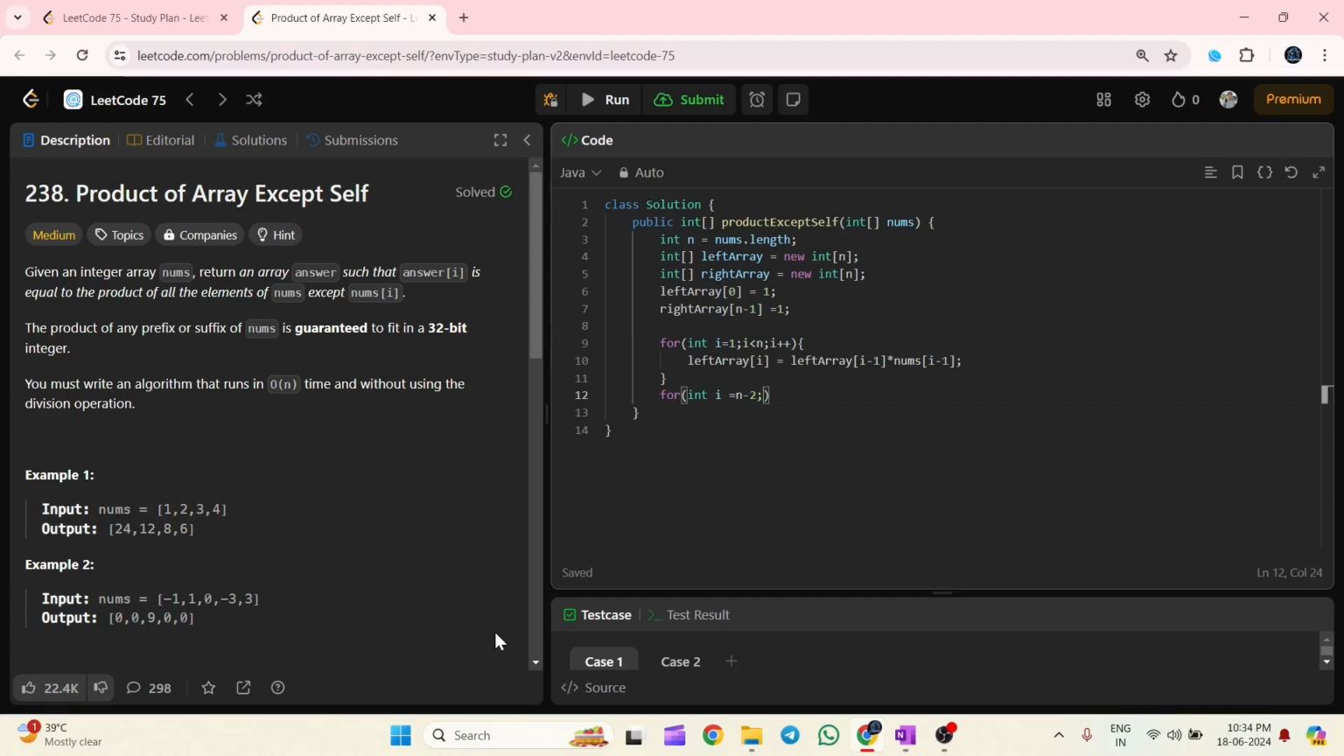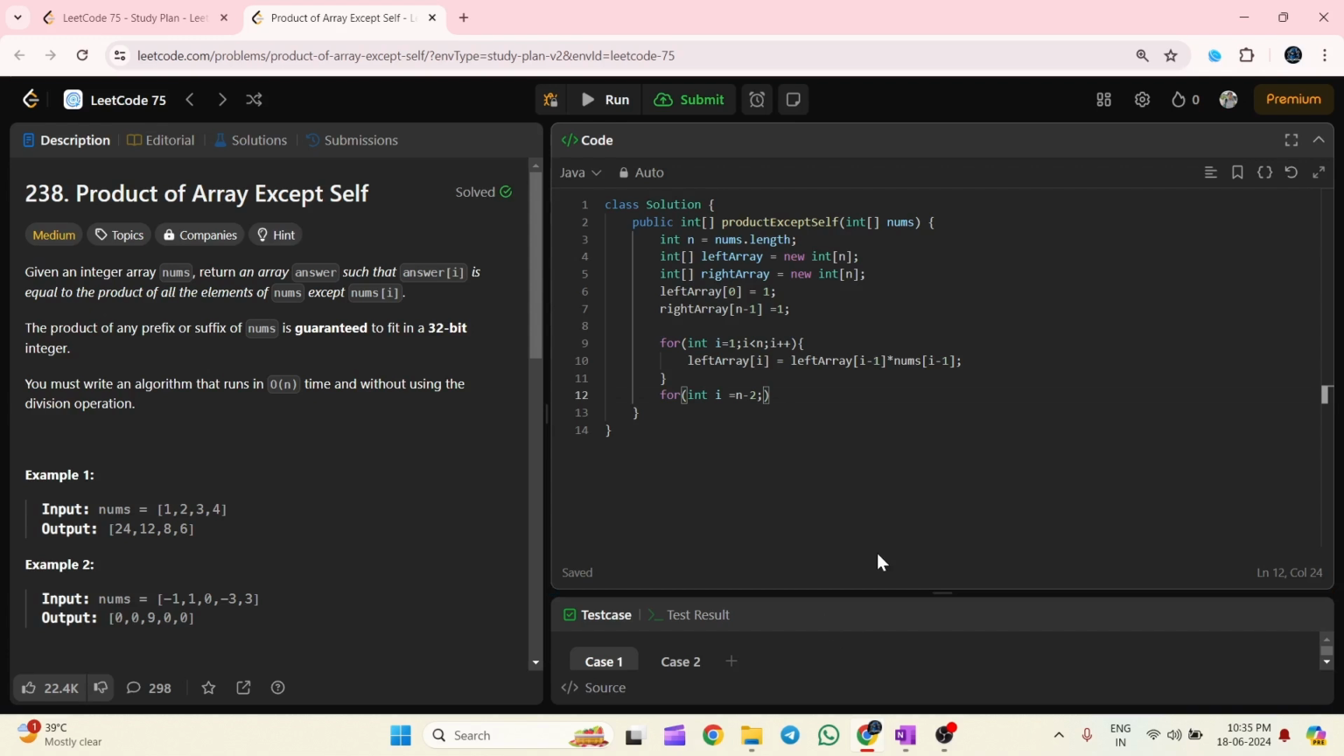Okay, so what is n? n is basically the length. So when I write nums.length, it gives a value of 4, but indexing starts from 0, so that's why n minus 1 is the last element and n minus 2 is the second last element. Okay, so this is a very basic thing. I hope you know this.